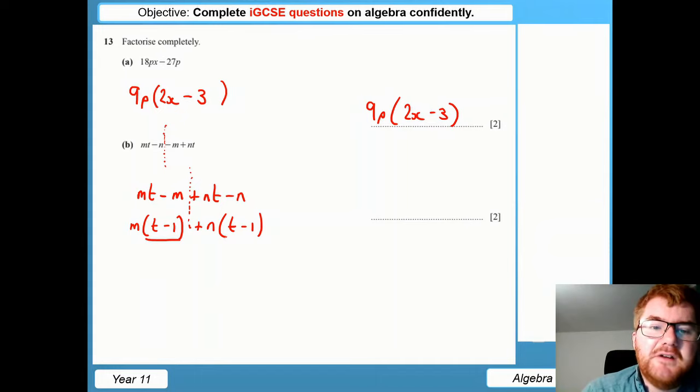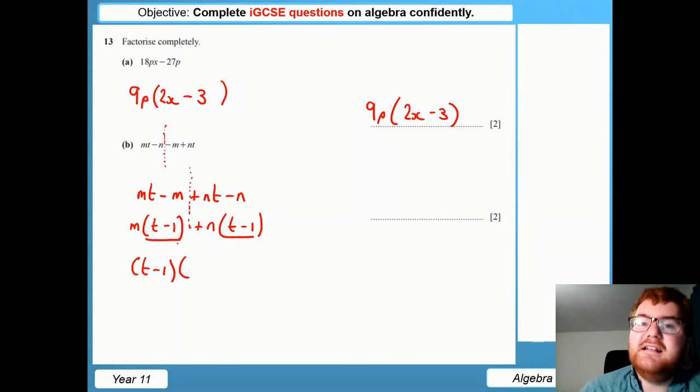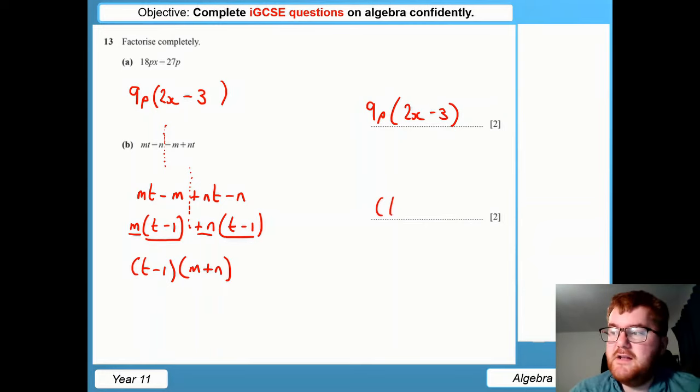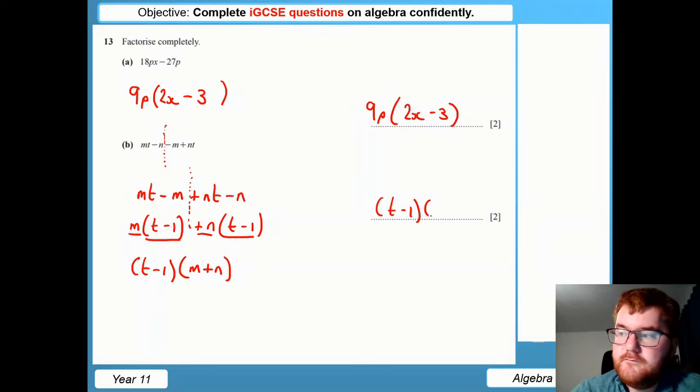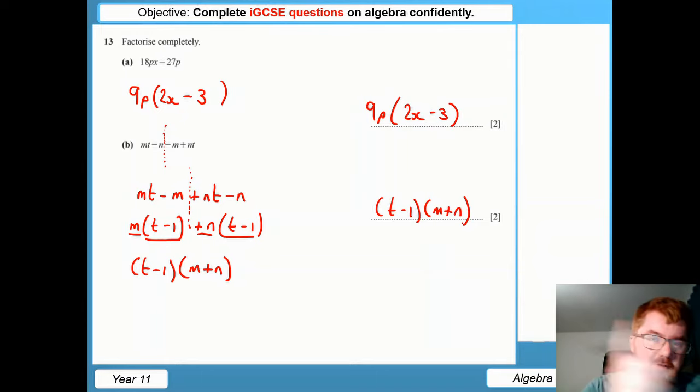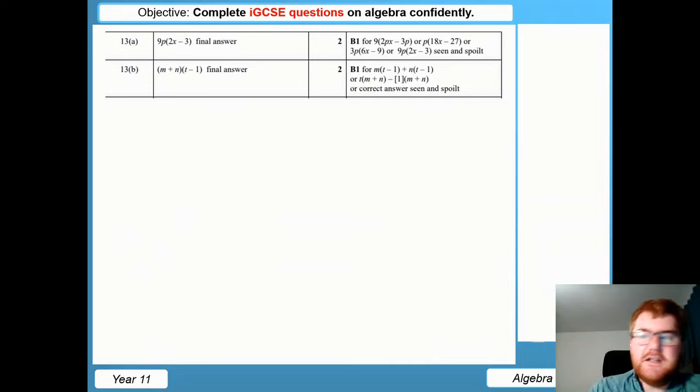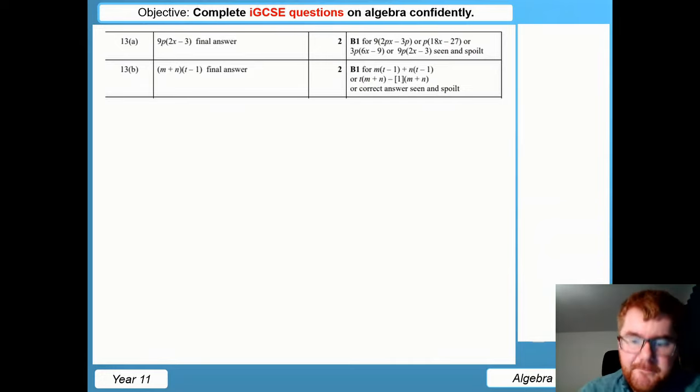Notice they have a t minus 1 as a common factor, so we put that as our first bracket. Anything left over, well, m and n go into our second bracket. So we get the answer of t minus 1 and m plus n. Super duper. And you can check the answers very quickly there.